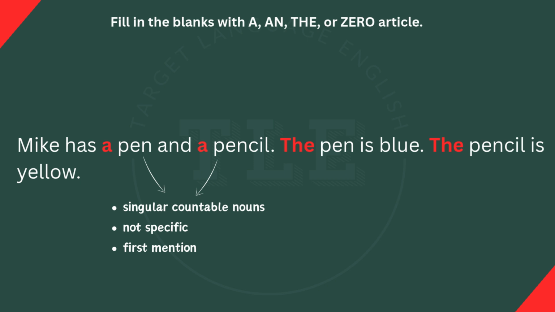Next we'll say the pen is blue, the pencil is yellow. Now that the pen and pencil have already been introduced in the first sentence, both the speaker and the listener know exactly which pen and which pencil we're talking about. So instead of a, we switch to the definite article, because the nouns are no longer new. They are now specific and we can identify them.